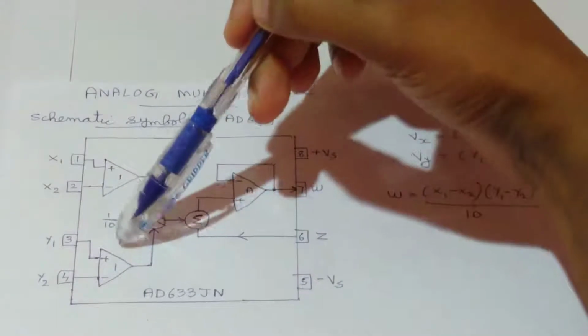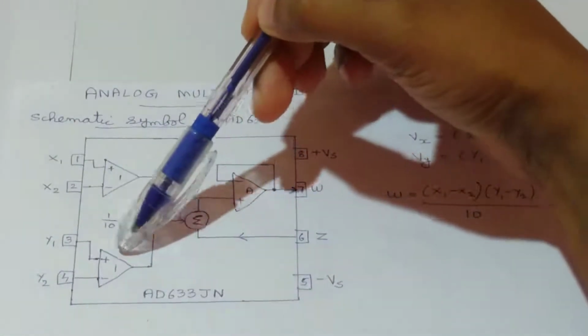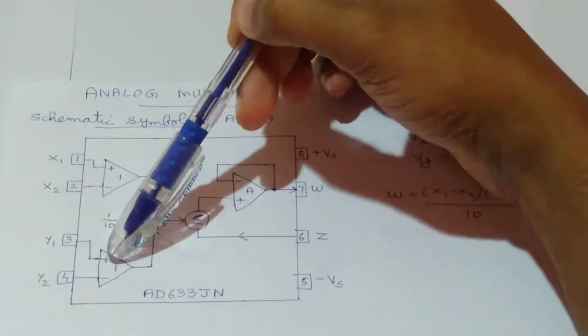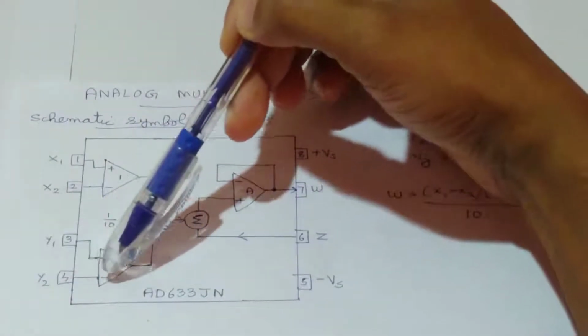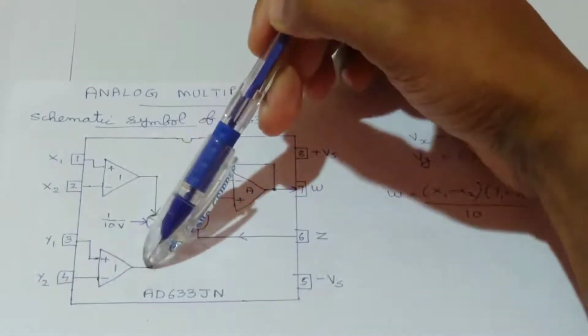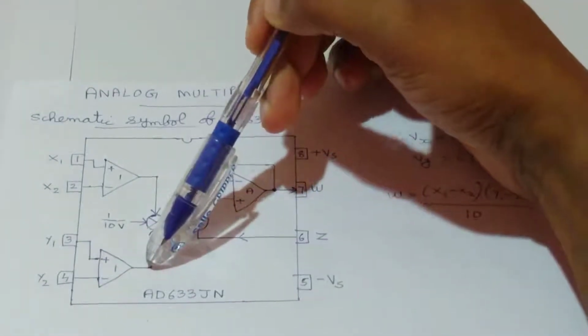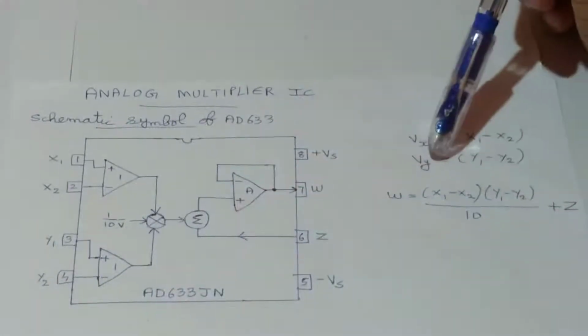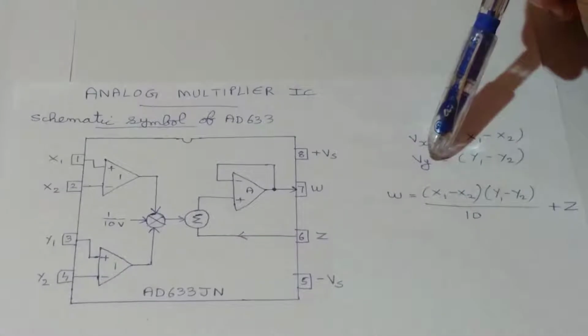Similarly, this op-amp is for our Vy analog input voltage. Here Y1 is applied to the non-inverting terminal of the op-amp, Y2 is applied to the inverting terminal, and the gain of this op-amp is 1. Hence at the output of this op-amp we will get Y1 minus Y2, and that Y1 minus Y2 is our second analog input voltage Vy.